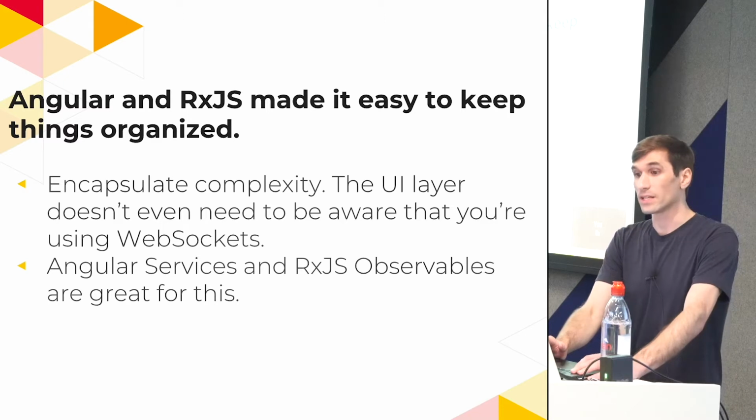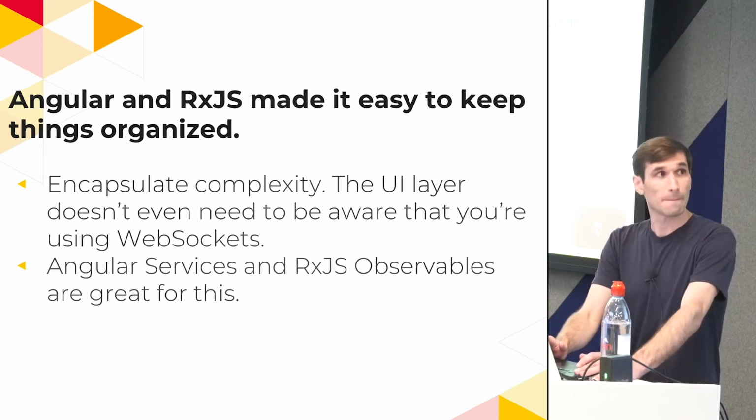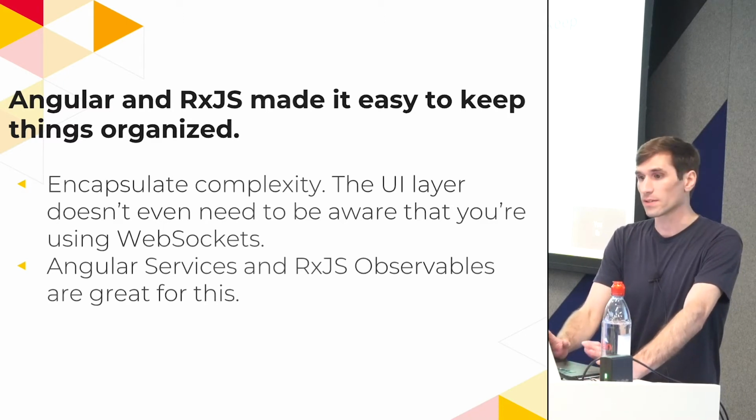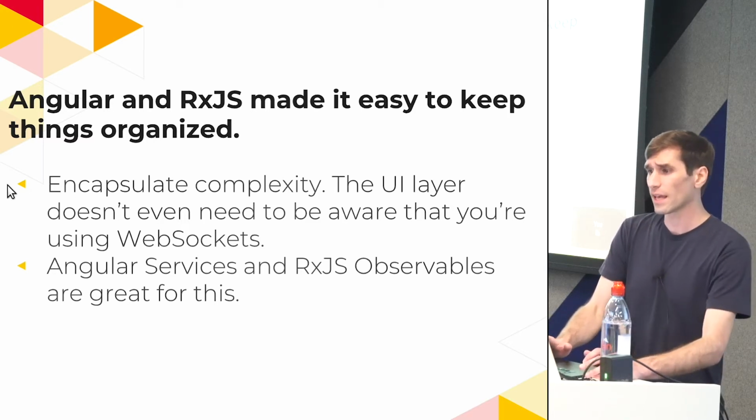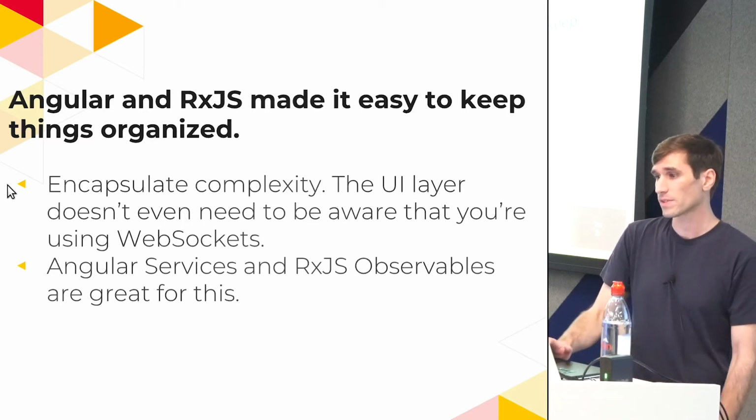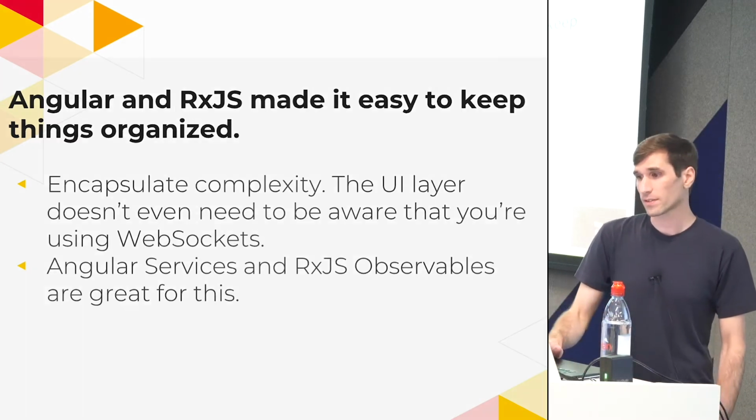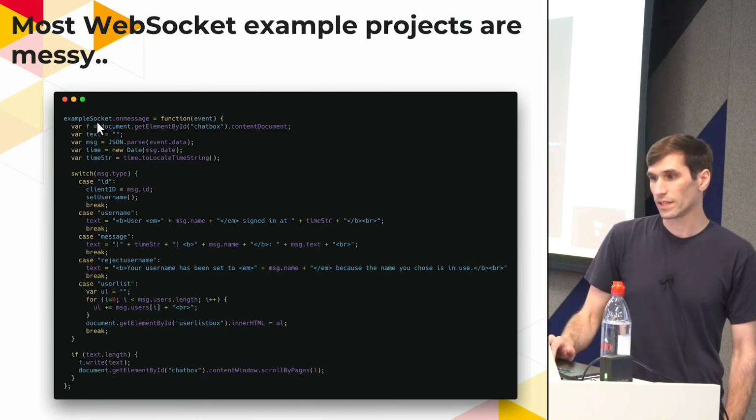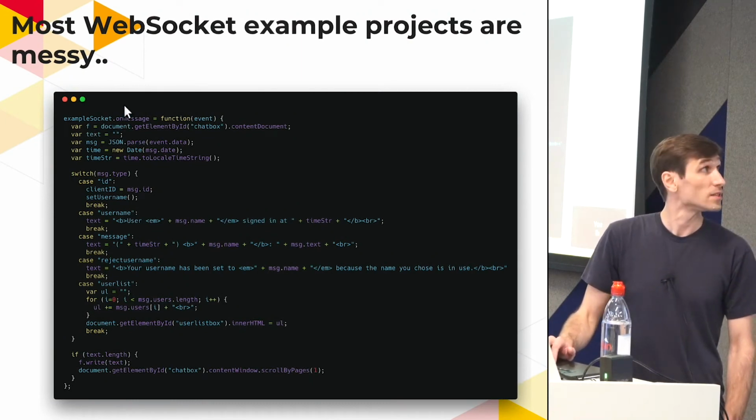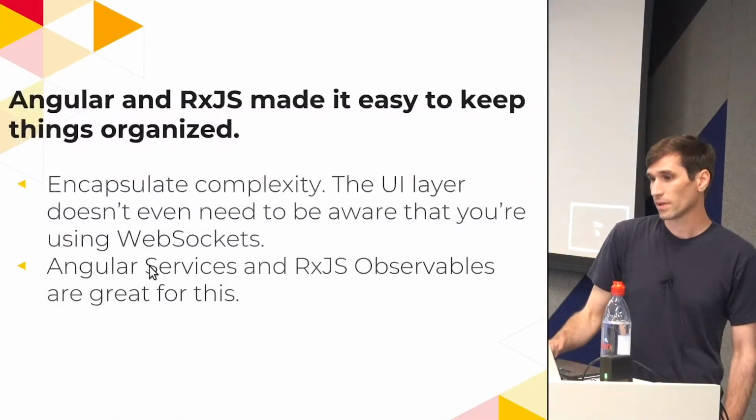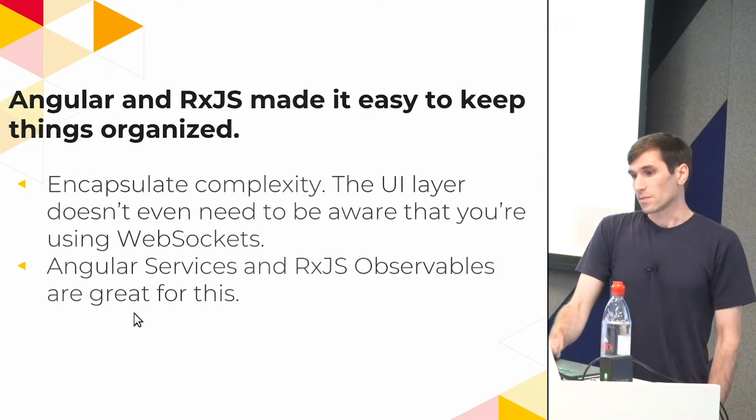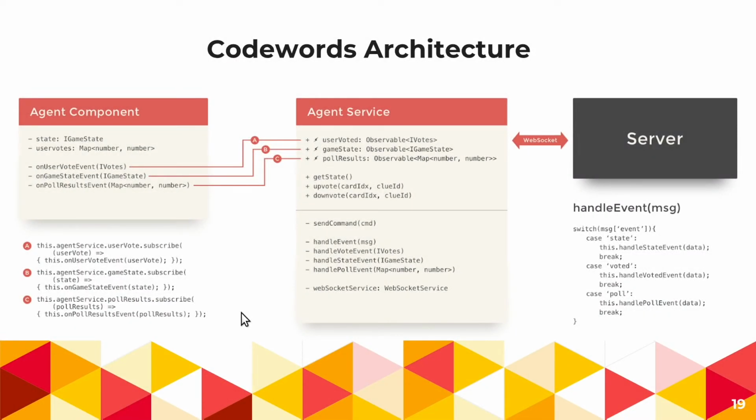So just by their nature, Angular and RxJS make it really easy to organize features like this. And Angular services help you encapsulate complexity. The UI layer doesn't even need to be aware that you're using WebSockets, compared to this one where inside of your WebSocket onMessage event handler, you're updating the DOM. And observables are a great way of getting messages back up to your UI elements.